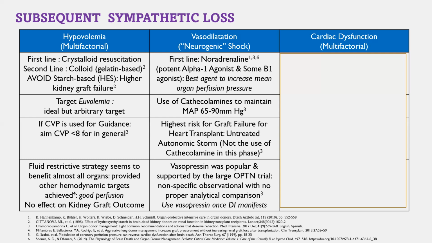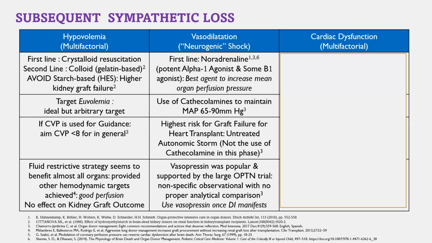Noradrenaline is a potent alpha-1 agonist, and it is by miles ahead the vasopressor of choice in, I think, almost all conditions in the ICU. It is a potent alpha-1 agonist with some beta-1 agonist effect, which of course gives the best of two worlds. It's the best agent to increase mean organ perfusion pressure because it increases some contractility of the myocardium, as well as the alpha-1 agonist effect targeting directly on the blood vessel, increasing the mean organ perfusion pressure.